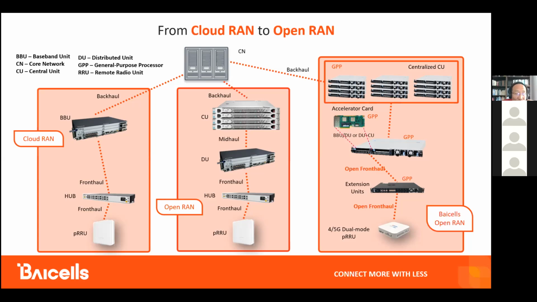So the next step is the Open RAN, where the 3GPP organization has split the baseband functions into CU, which stands for central unit, and DU, which stands for distributed unit. Between the DU and RU, there is a fronthaul, and between the DU and CU, there is a midhaul. Typically, a CU is a centralized unit placed in a switch room, while the DU can be placed relatively closer to the radios.